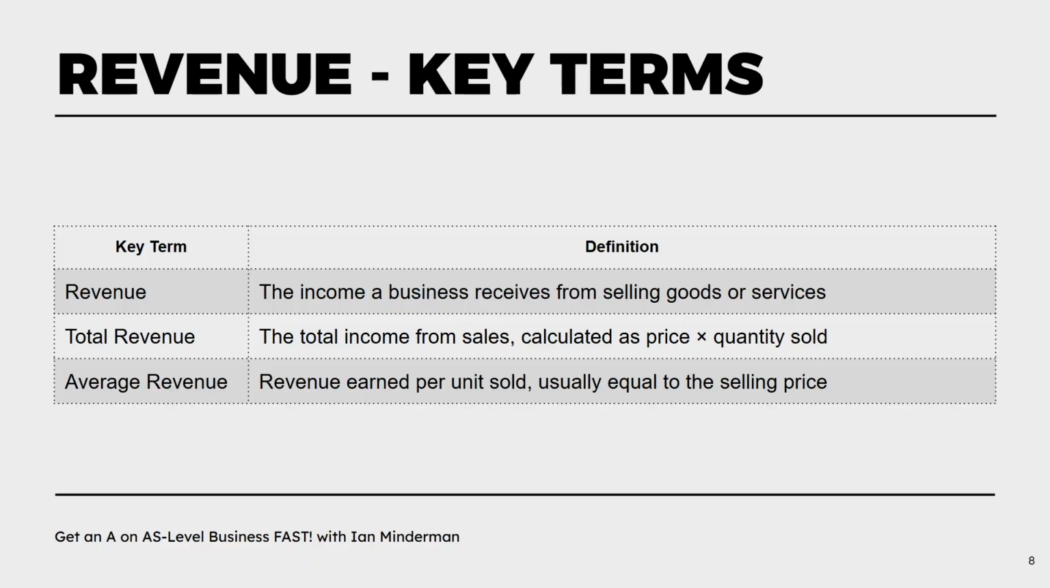Revenue is the income a business receives from selling goods and services. And of course, the total revenue is the total income from sales calculated as price times quantity sold. So if you're selling something for $5 and you sell 10 of them, your total revenue was $50.